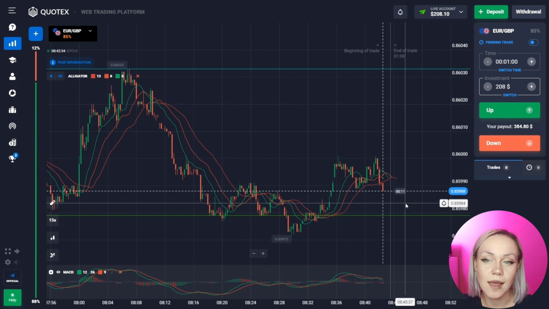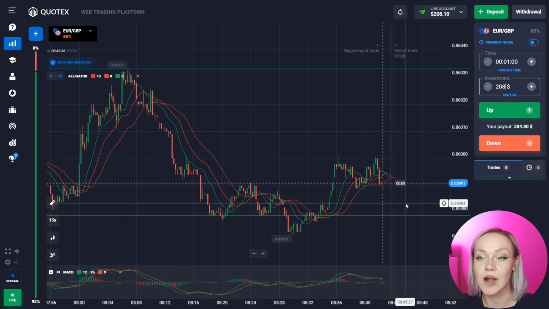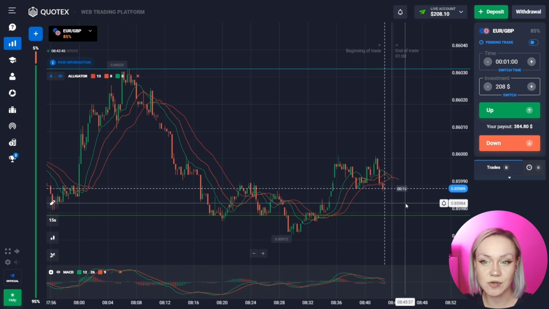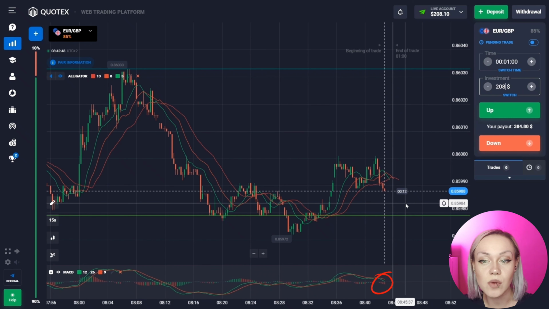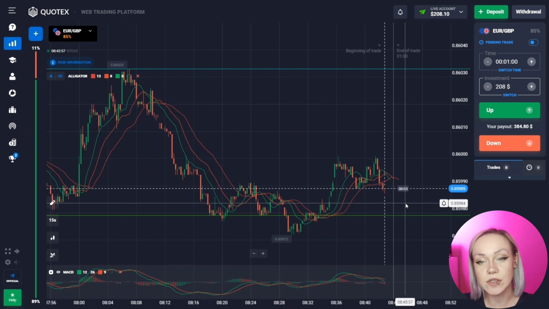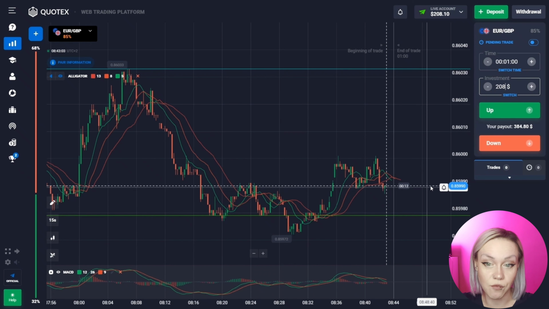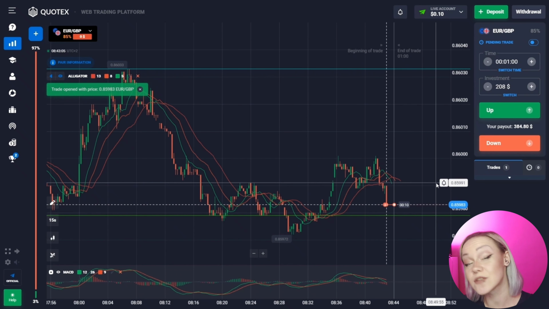Then we see that on the Alligator, the green moving average crosses the other two from top to bottom. So most likely there will be a price fall. On the MACD, the histogram of red columns is drawn below zero, and the main line also crosses the signal line from top to bottom. And considering that there's the level of support nearby that the price can test, I opened a trade for $208 for 1 minute.